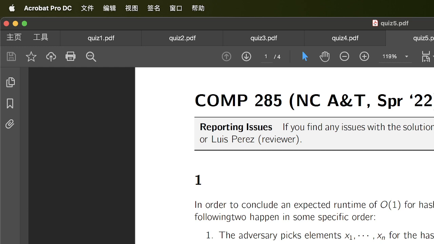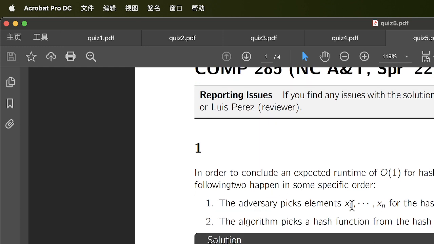So why is that? If we pick the hash function first, and a bad guy wants to ruin our program and lower our runtime, and the bad guy already knows our hash function, they may just pick a very bad case, like the worst case, to slow our runtime, right? So it's better to pick the element first before the hash function.